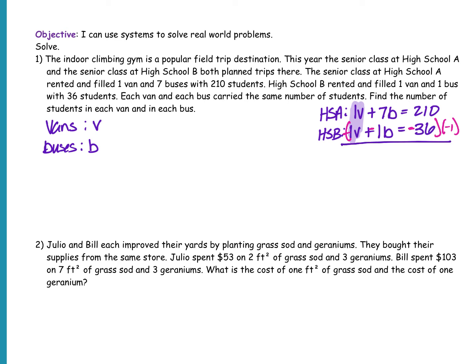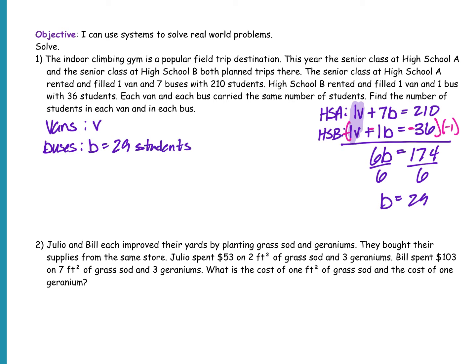Okay. So 1 minus 1 is? And 7 minus 1 is? And 210 minus 36. 174. Divide by 6. And B equals what? 29. So on the bus, we're taking 29 students.